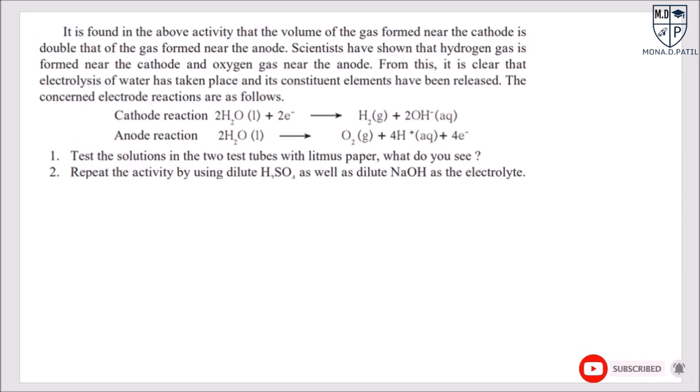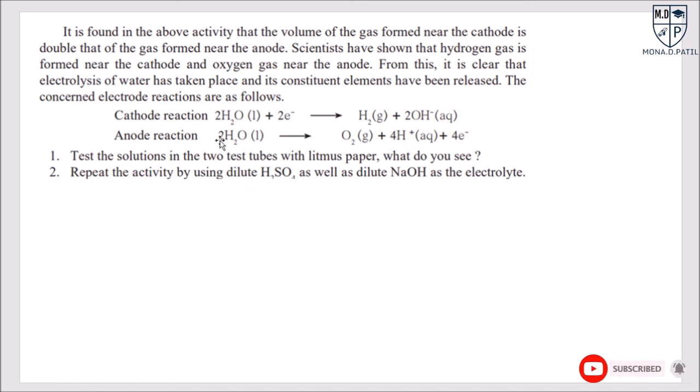Next, it is found in the above activity that the volume of the gas formed near the cathode is double that of the gas formed near the anode. Scientists have shown that hydrogen gas is formed near the cathode and oxygen gas near the anode. From this, it is clear that electrolysis of water has taken place and constituent elements have been released. The concerned electrode reactions are as follows.